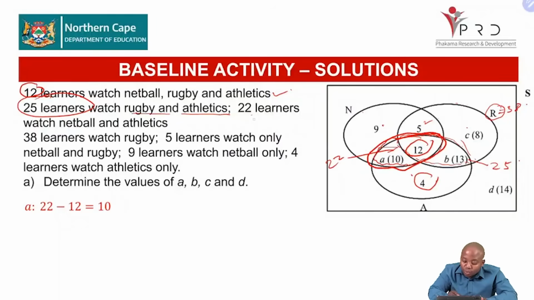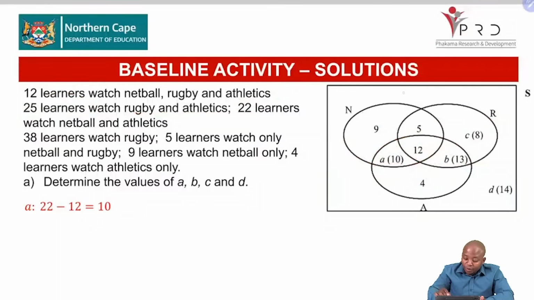It was 22. They said 22 learners watch netball and athletics, but in these 22 learners, we still have the intersection of 12, where that 12 includes learners that are watching all of the 3 sports. So to get learners who are only watching the netball and athletics, we are going to say 22 subtracting the 12, because the 12 is already included in the 22. Right? Then we get our A is equal to 10. Right? Let us move on.